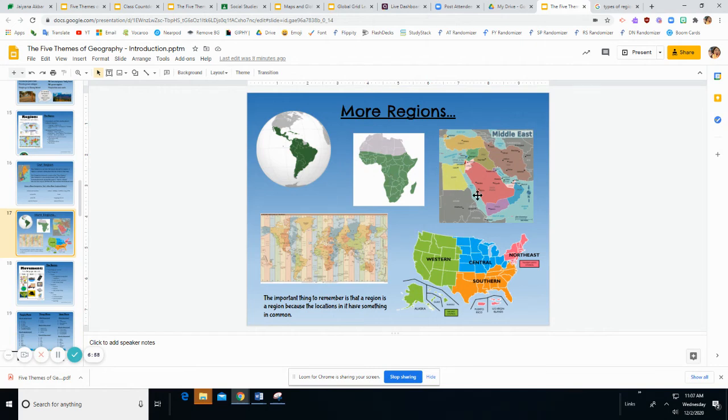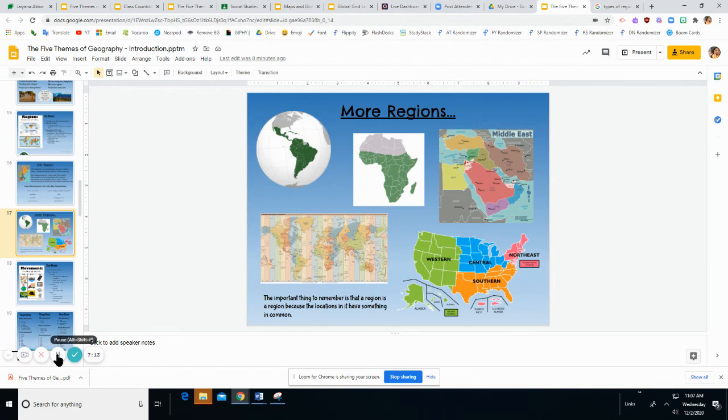Here's the Middle East. The Middle East has a similar culture, similar religion, similar beliefs, similar things that they grow, similar climate. They mostly have oil here. So we lump it all together as a region, the Middle East.